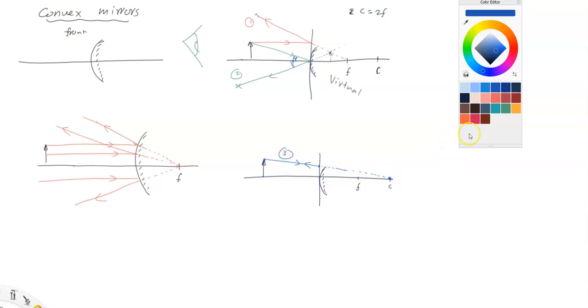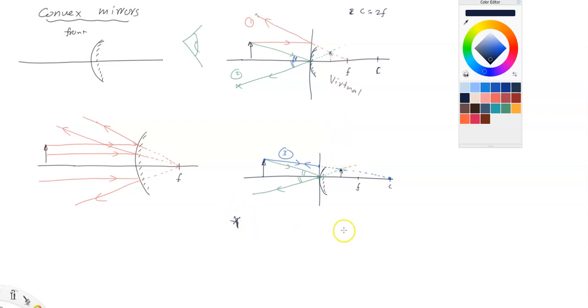So in order to draw the image, let's use another one. Let's use the green color one. One that hits the center, this point, reflects with the same angle. So we can extend this. And where they meet, here we have the image. Small image, virtual.